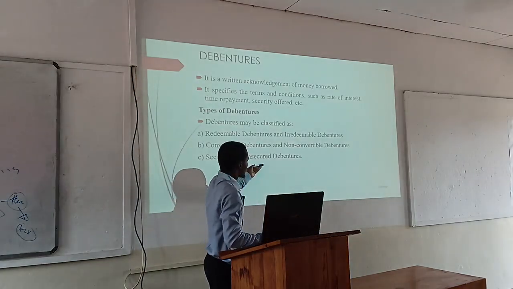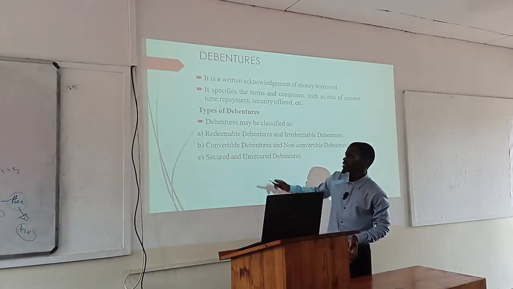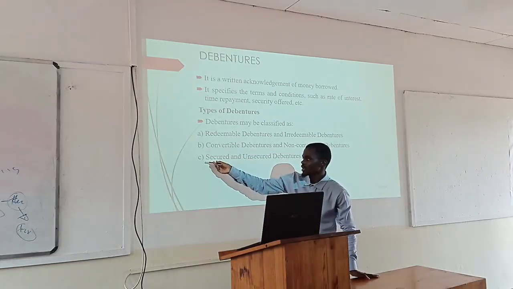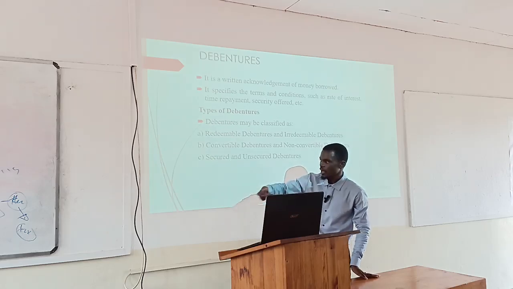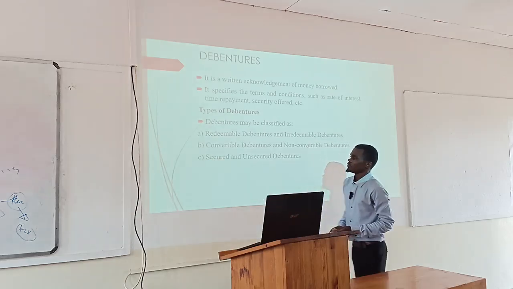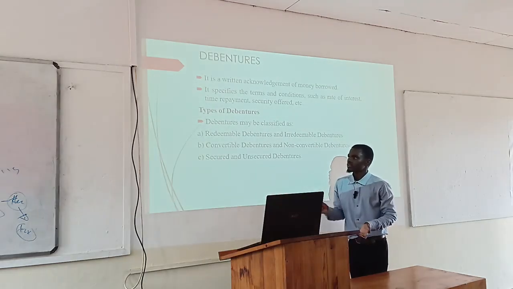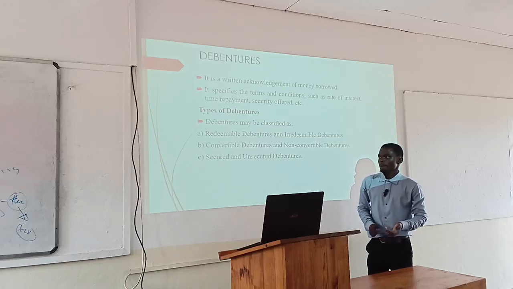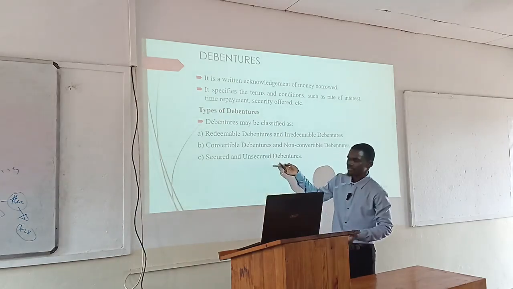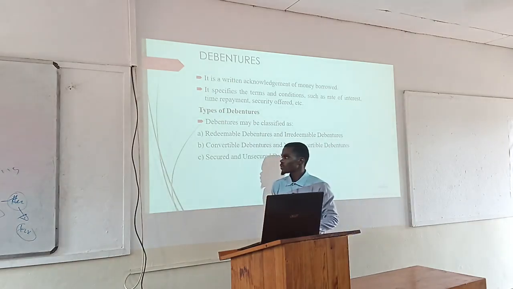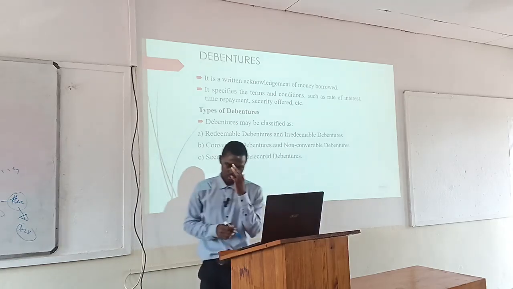Secured and unsecured. So depending on the nature of the debentures, some of them can be backed by security. So you may have to have a collateral, but then some, you don't have to have collateral for you to access these debentures. So an organization that doesn't have collateral can issue this type of debenture unsecured. An organization that has collateral may use this type of debenture.